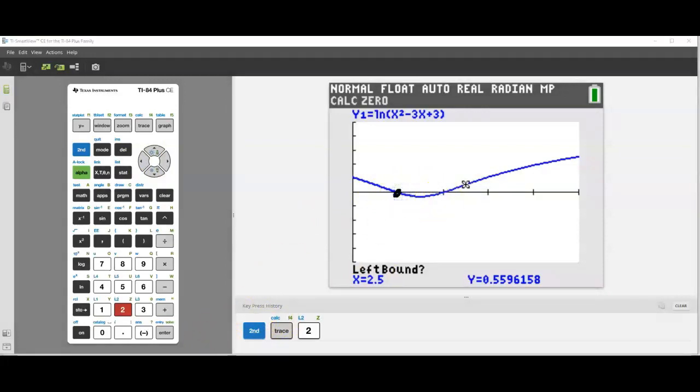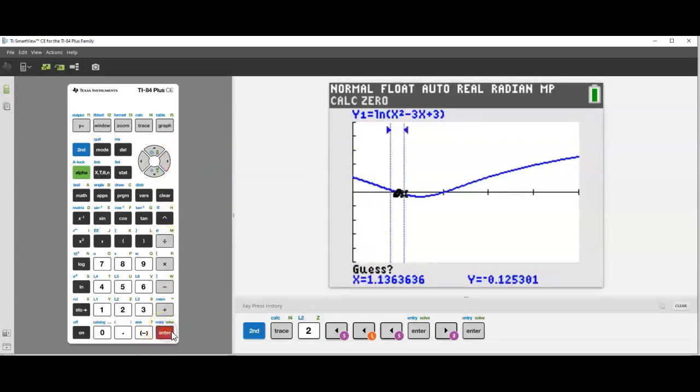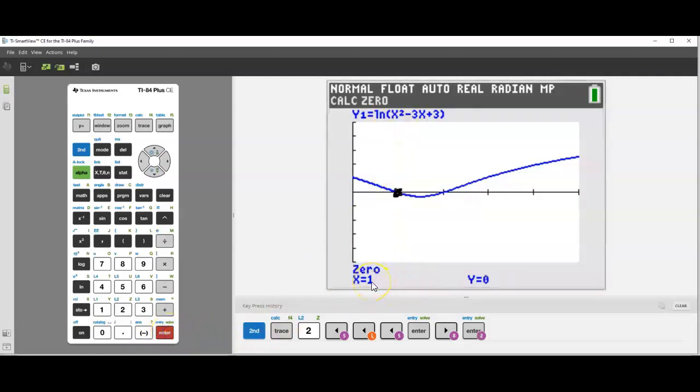What I'm going to do is scroll my cursor until it is to the left of that root, just to the left of it. And once it's to the left of it, we're going to push enter, and that puts a marker there. And now we're going to scroll to the right of it, and then we're going to press enter again for another marker. And now our calculator knows to look between these two arrows here for a root. And so we push enter one more time, and it tells us it's 1.